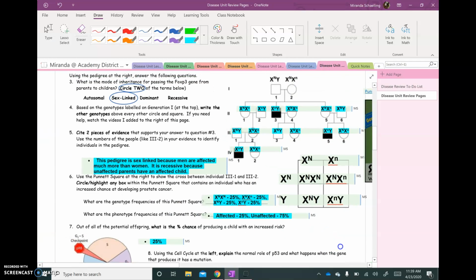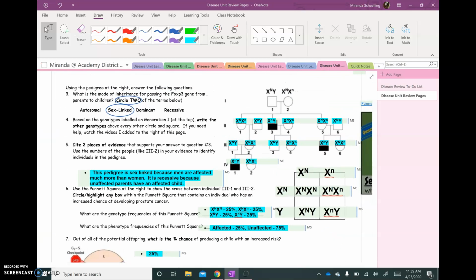Then the second section is all about a pedigree. We're going to circle the mode of inheritance for passing it on. It's sex linked because only males are affected, and then it's recessive because two unaffected parents have an affected child. That's one of our key ideas for the pedigrees.